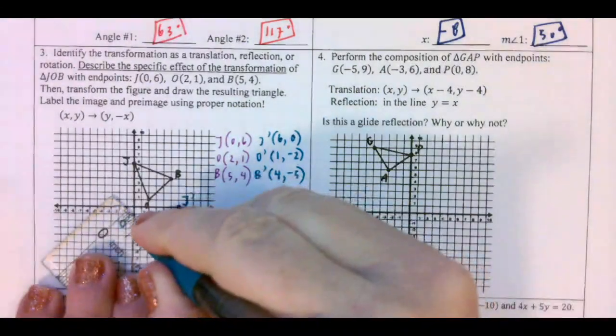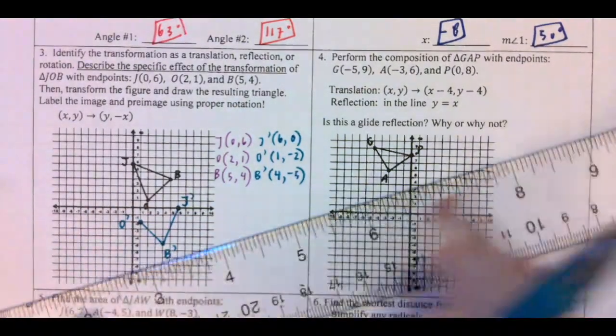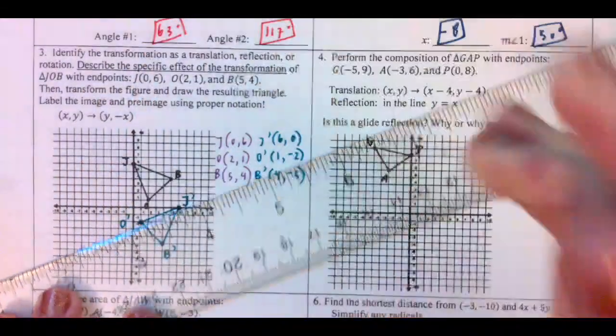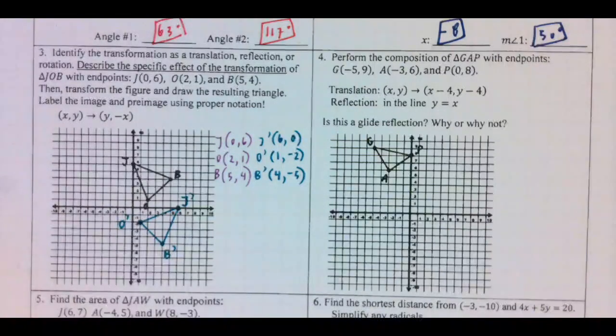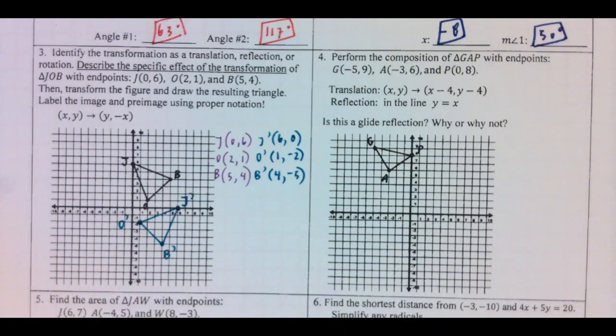And I have my resulting image. And I'm showing that with that notation of the primes, right? J prime, O prime, B prime. So now when I'm saying what specific type of transformation it is, translation is out, because I'm not just sliding it left, right, up, down, and keeping the same orientation. I can't draw a mirror line or a line of symmetry, so the reflection is out.